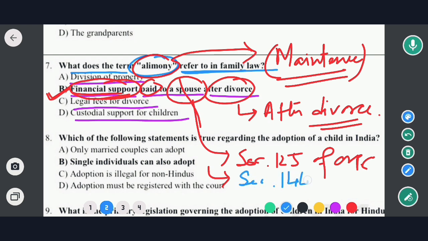And in the newly enacted Act, that is BNSS, in which section is it given? Section 144 of BNSS has also given it, isn't it? So in this case what will it be? In this case option B would be the correct answer. Okay, so now move to the next question.